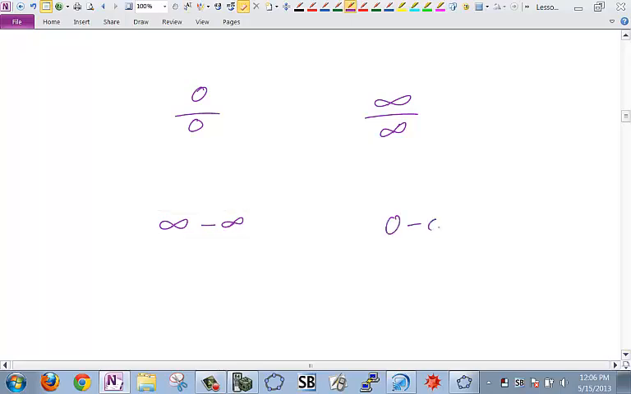What about 0 minus 0? If you've got a quantity that's approaching 0 minus another quantity that's approaching 0, what could their difference approach? Anything? No, actually 0. That's not an indeterminate.